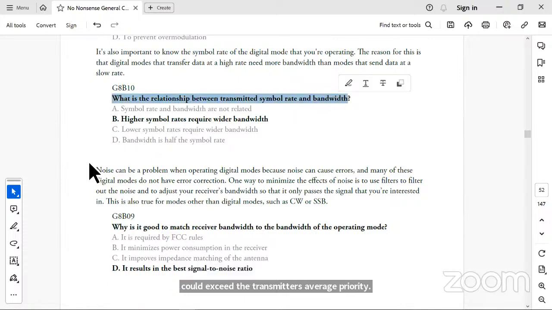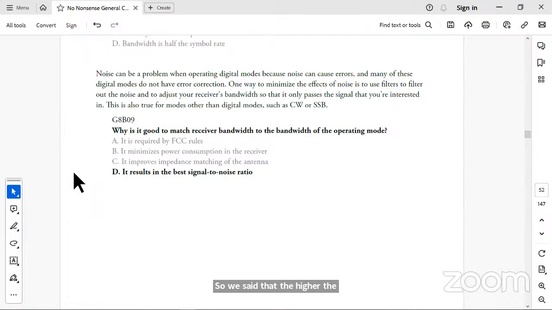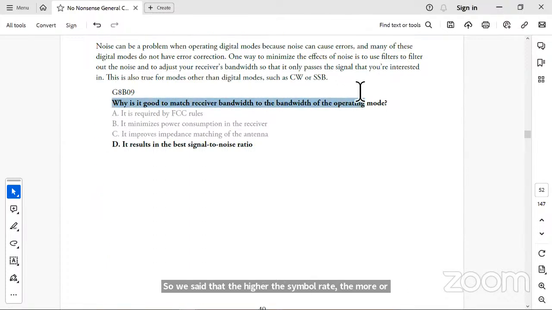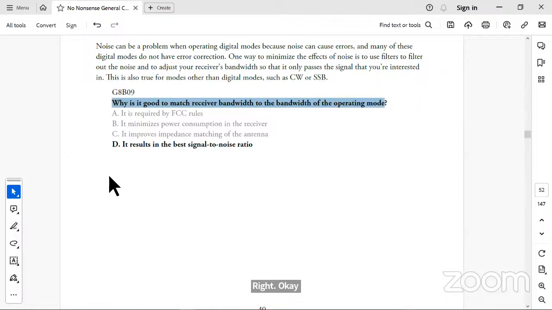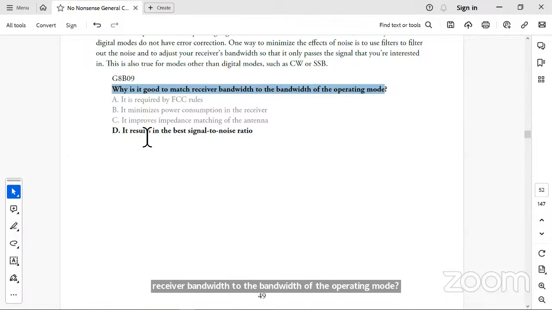Next question in the question pool. What is the relationship between transmitted symbol rate and bandwidth? So we said that the higher the symbol rate, the wider the bandwidth required. Why is it good to match receiver bandwidth to the bandwidth of the operating mode? So this has to do with noise and so on. It's because we want to get the best signal to noise ratio.